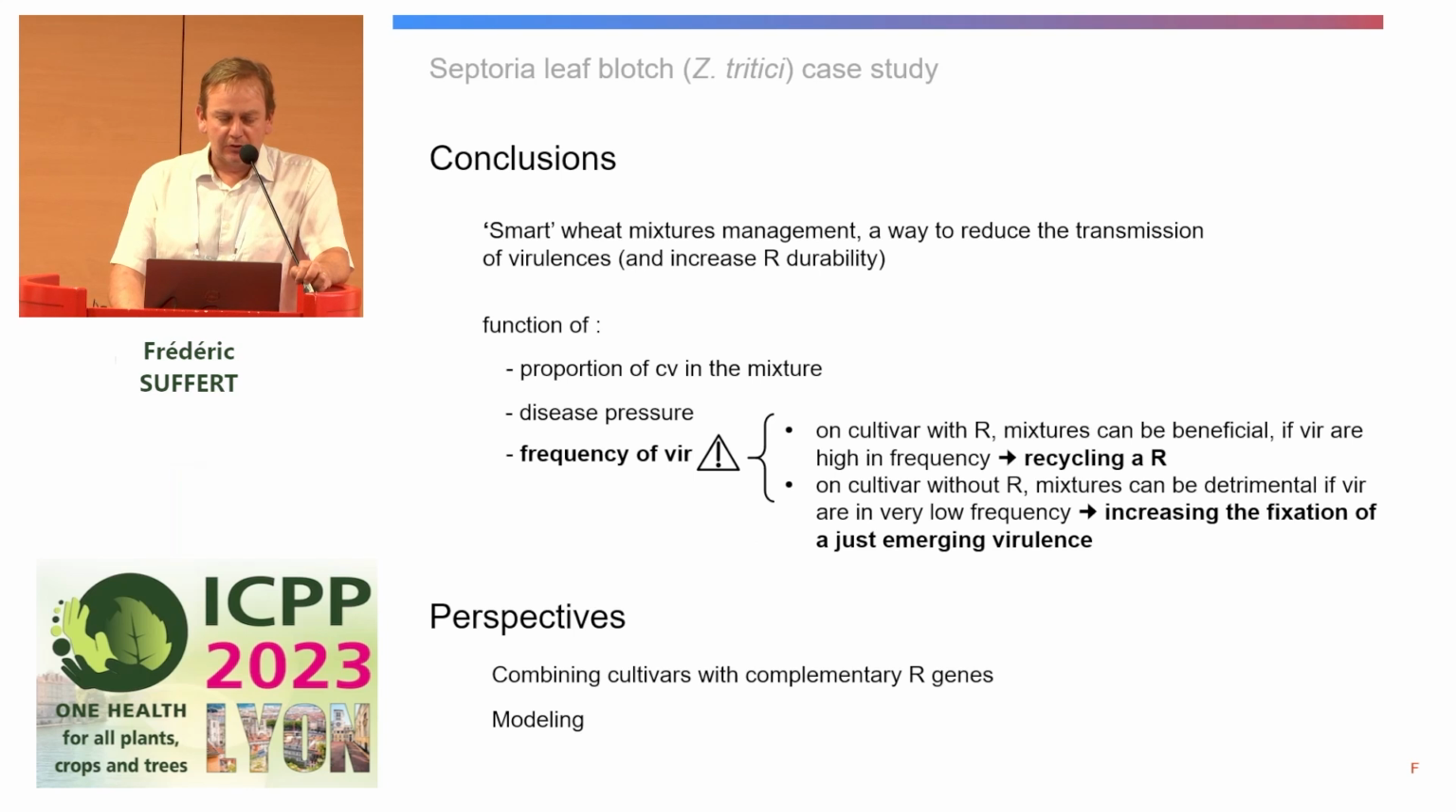So a conclusion about this aspect is that smart wheat mixture management can be a way to reduce the transmission of virulence, and this is a function of different parameters that there is not enough time to develop today. The perspective is to combine different cultivars with complementary resistant genes, and of course to develop modeling aspects.